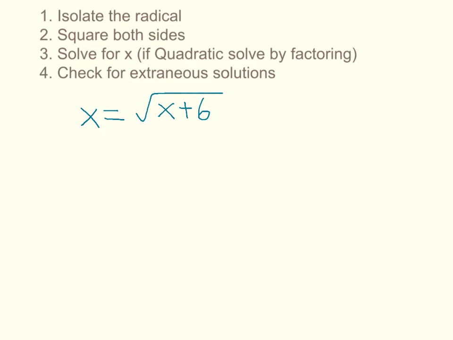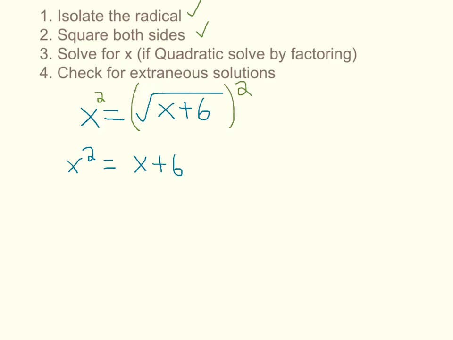Okay, moving on with more examples. I'm giving a lot of examples in this lesson just because with radical equations there's a pretty big variation of ways to solve them. So let's do this one. Isolate the radical is the first step, and it is already isolated. So let's move on to squaring both sides. Square the right side to cancel out the square root, and then square the left side. So now we have x squared equals x plus 6.